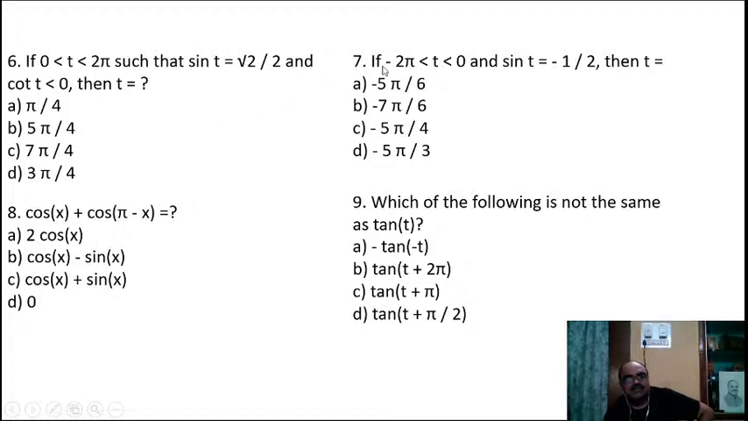Next, if t lies between minus 2 pi and 0, and sin t is minus half. Be careful, one minus exists here. It's not just plus. If it would have been plus, we could have written it as sin 30. It's not sin 30. Minus half is here. So sin is negative in 2 quadrants, that is third and fourth. So you need to be careful, and t lies between minus 2 pi and 0.